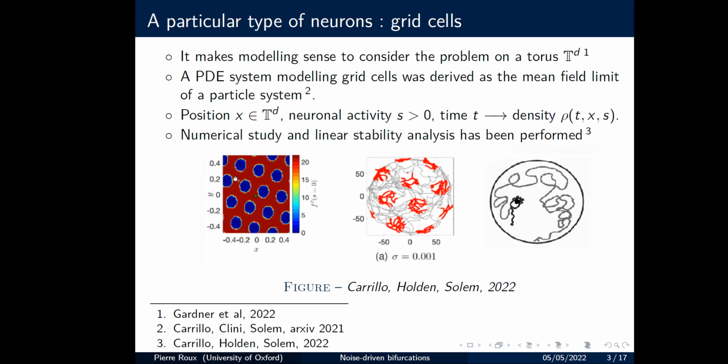So when the rat moves, this pattern on the left moves, and the neuron, the green neuron, goes from the red to the blue part and fires differently.